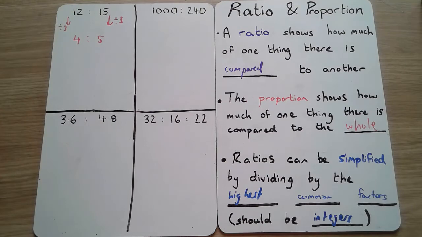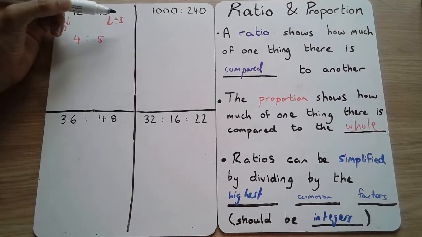Now 100 to 240 has much bigger numbers. Now if you don't know what the highest common factor is straight away, you can simply divide by smaller factors until you can't divide anymore. So for 100 to 240, we could divide both of these numbers by 10.